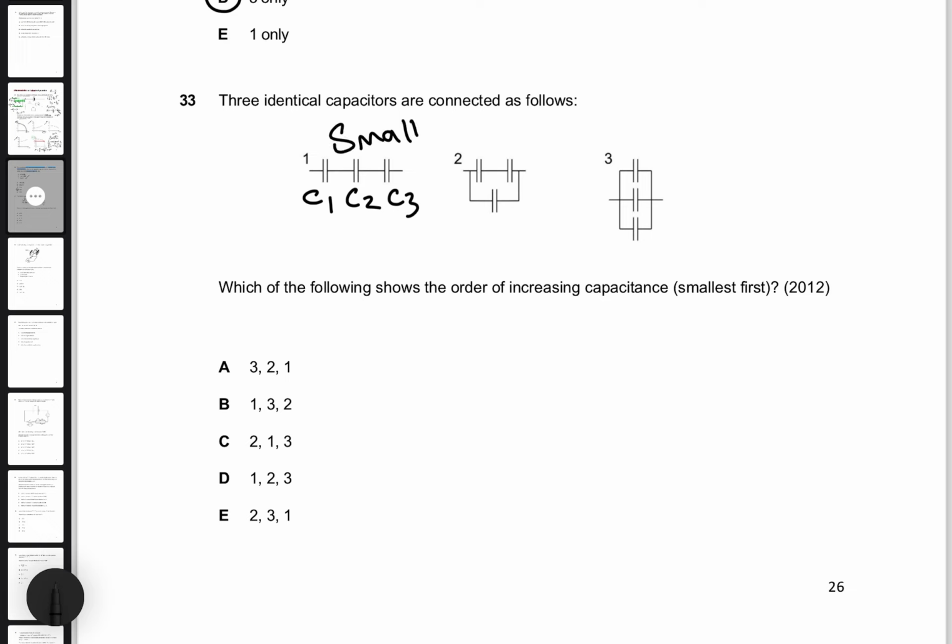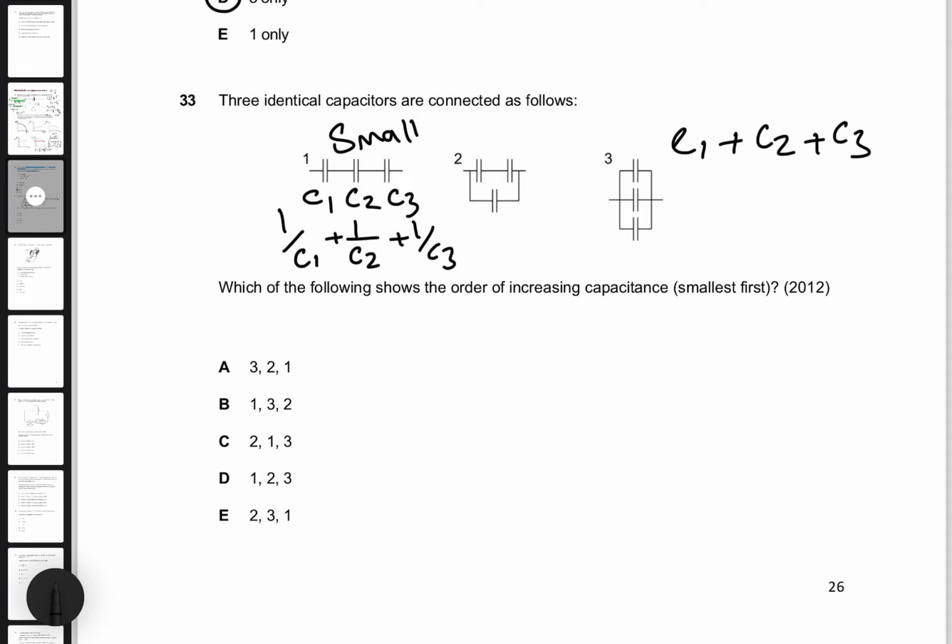So the series one would be the smallest value because they get added in fractions and then raised to a negative power. So they're going to get 1 over C1 plus 1 over C2 plus 1 over C3. But in parallel, they're going to get added normally: C1 plus C2 plus C3. So if they're added in parallel, they're always going to have a larger value than if they're added in series.